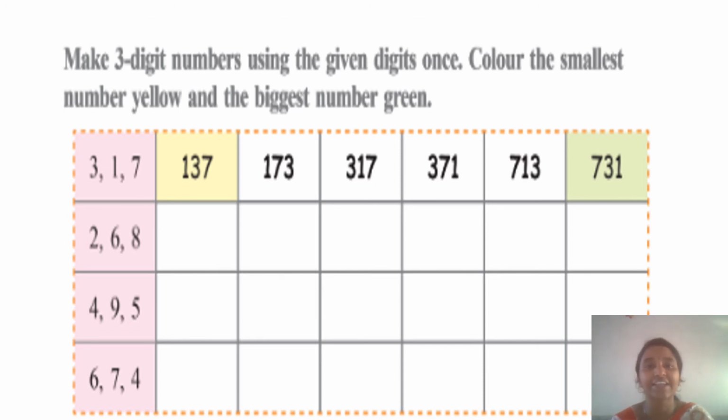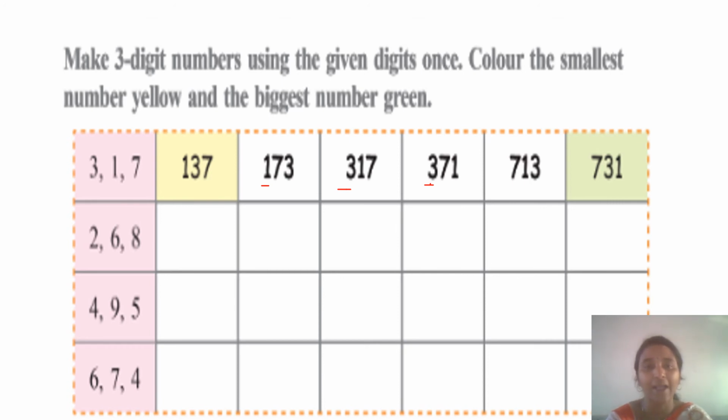First one, what are the three given numbers? 3, 1 and 7. What did they write first? 1. They used 1, 3 and 7. Next they keep 1 like that only and interchange the tens and ones place: 173. Next they kept 3 in hundreds place and wrote 1 and 7. Next they kept 3 like that only and interchanged 1 and 7. Like that they are forming 6 different numbers. Now let us form using the digits 2, 6 and 8.